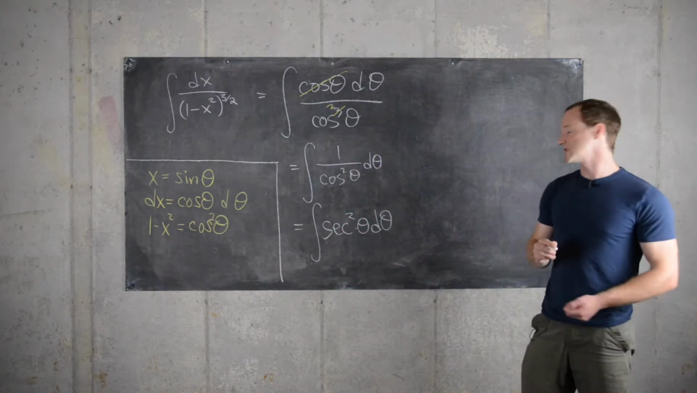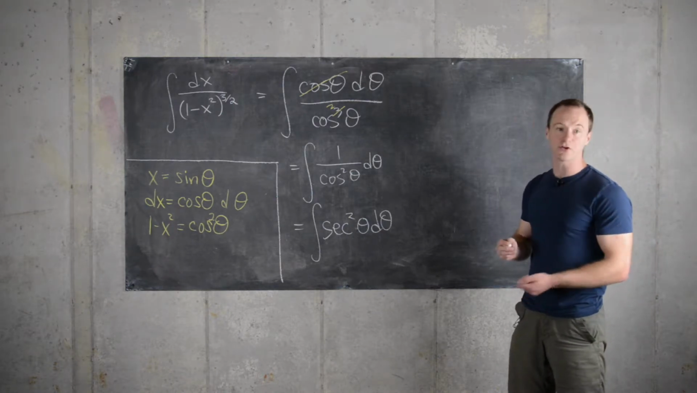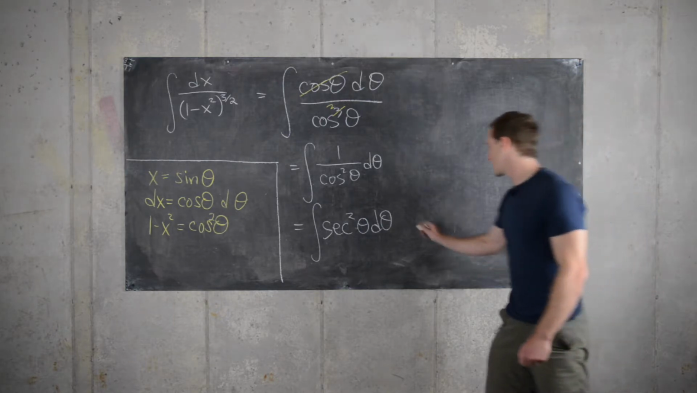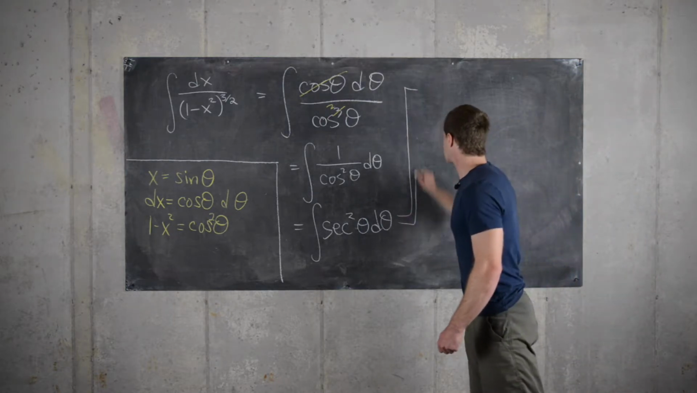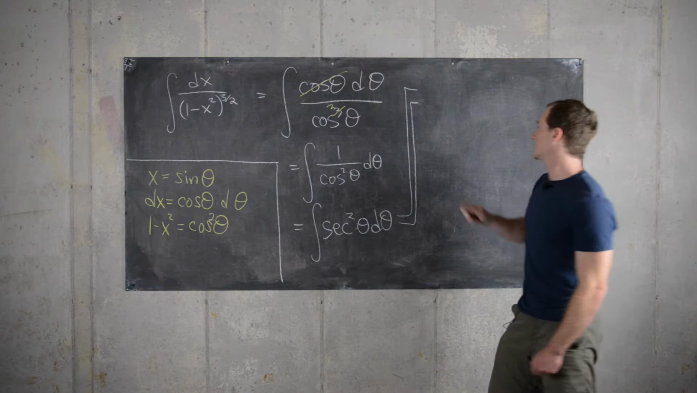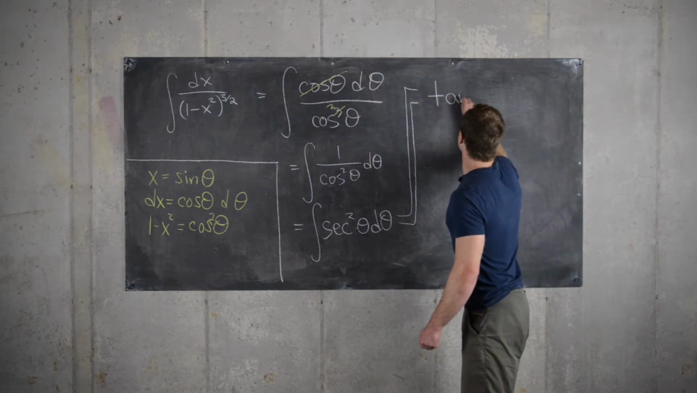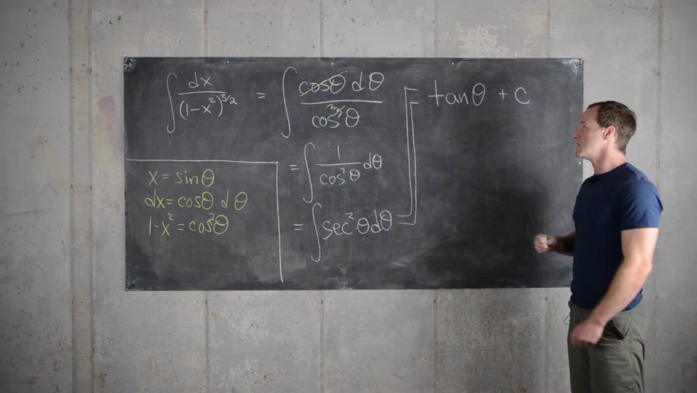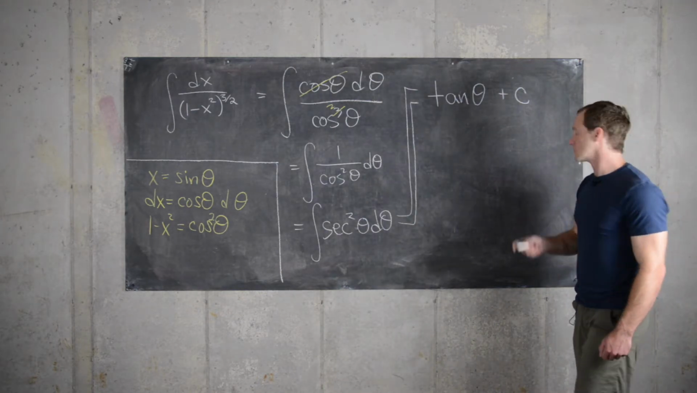And then if you remember, this is the derivative of a basic function. So the derivative of tangent is secant squared, which tells us the antiderivative of secant squared is tangent. So that means we have tangent theta plus a constant of integration. But now we need to put it back in terms of the original variables.